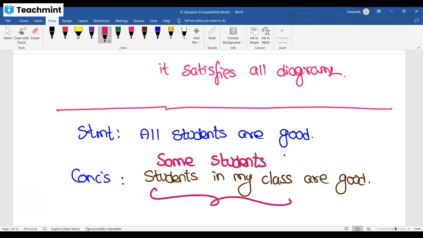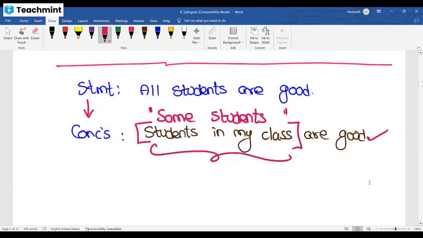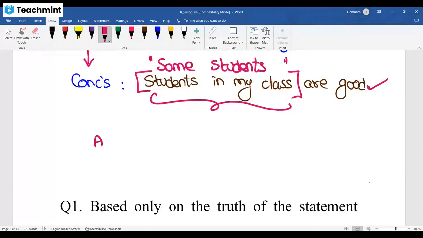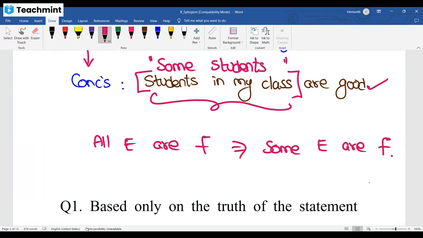Now, very important, listen. When all students are good, some students are good is correct. As per your decision, we say this is correct, right? This is going to come up in every question: whenever all X are Y is there, or all ERF is there, automatically I can write some ERF is true. When all is there, you can take some.